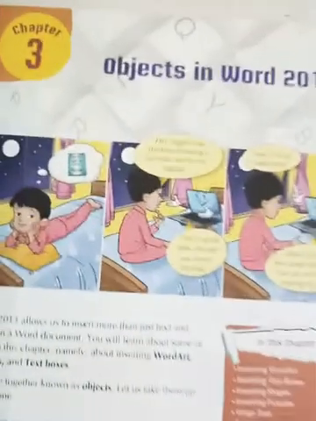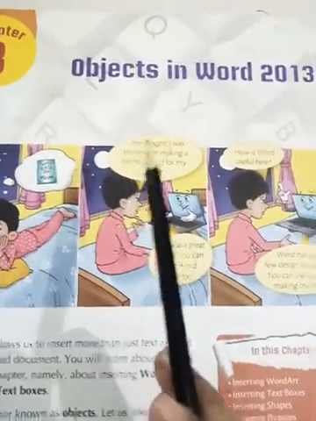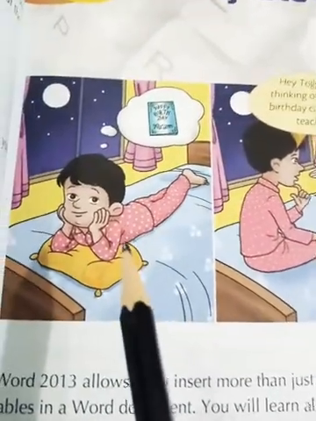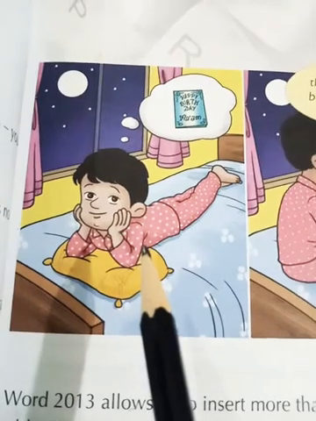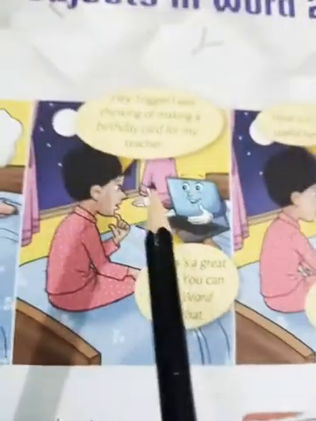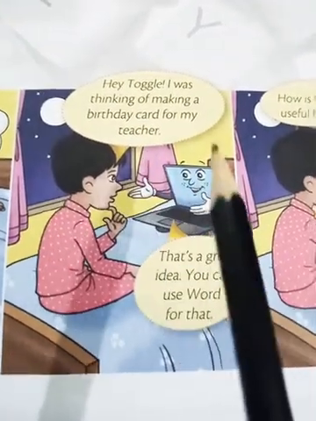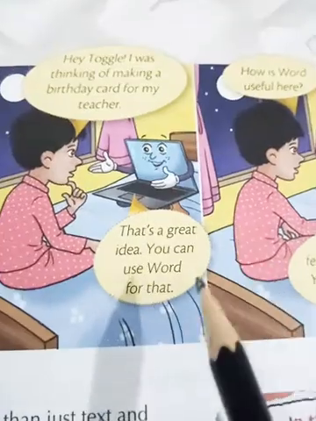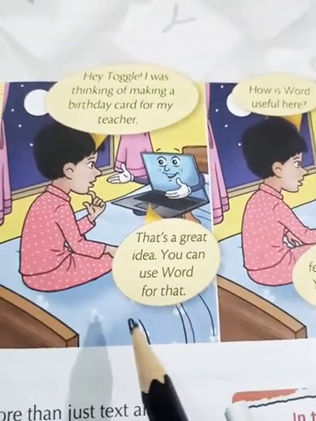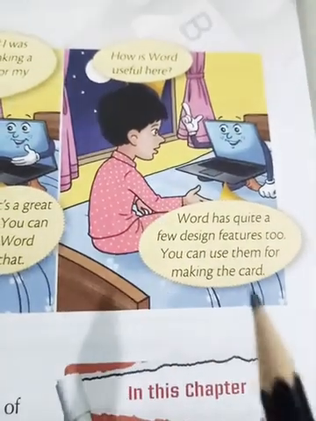We are on page number 25, and here we are starting our new chapter, chapter 3, Objects in Word 2013. Let's see what he is doing. He is thinking of a card. Now, in this picture, "Hey Toggle, I was thinking of making a birthday card for my teacher." "That's a great idea. You can use Word for that." How is Word useful here?